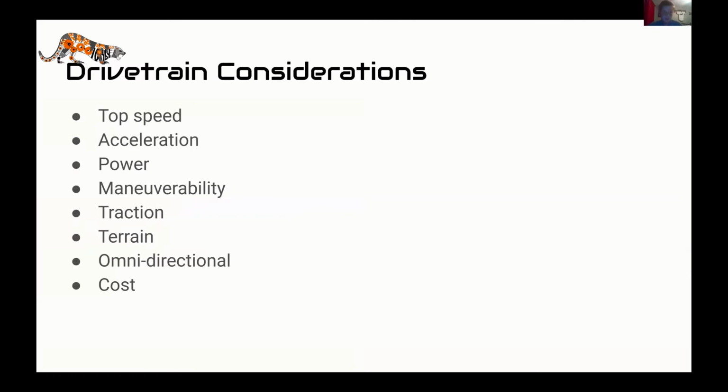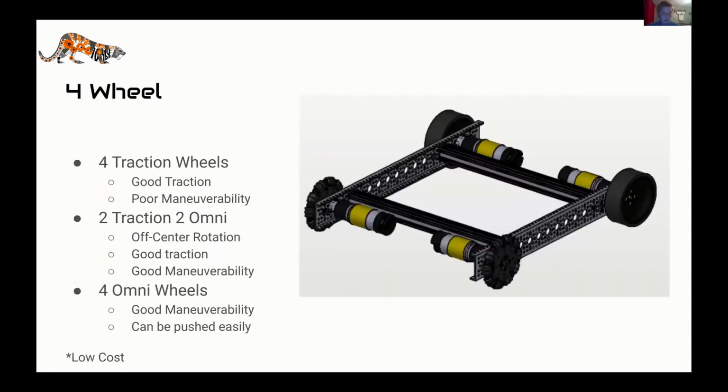Drivetrain constraints are some things you have to think about when you are designing your drivetrain. Things you want to consider are your top speed, so how fast your robot can go. Acceleration is similar. Your power, your maneuverability, traction, terrain, omnidirectional, and cost.